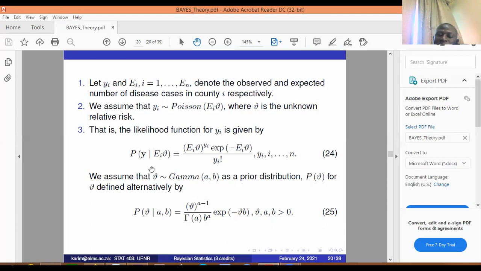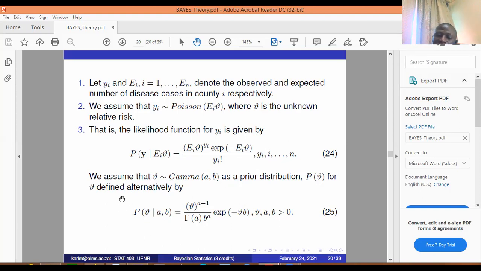Now we are assuming that the risk for each region has a prior distribution, and that distribution is the gamma distribution. Remember, the gamma distribution is a conjugate prior for the Poisson distribution. Conjugate prior in the sense that if we multiply the gamma prior by the Poisson likelihood, the resulting posterior distribution is going to be gamma.